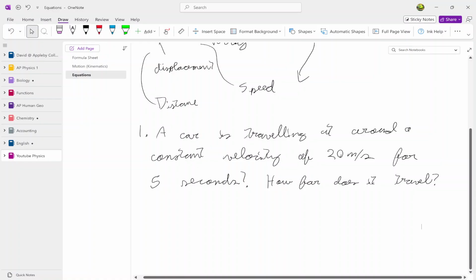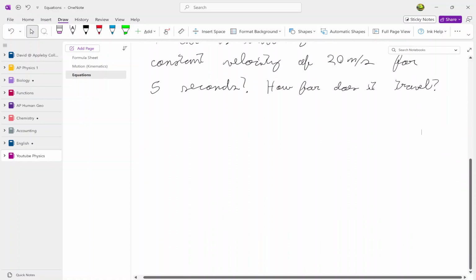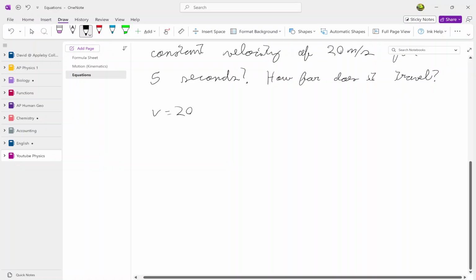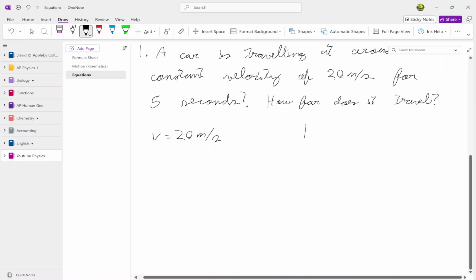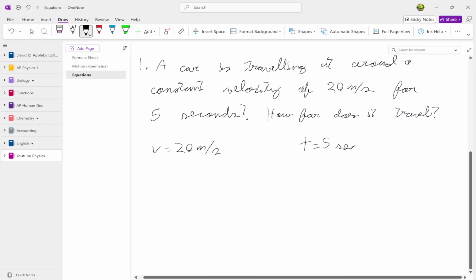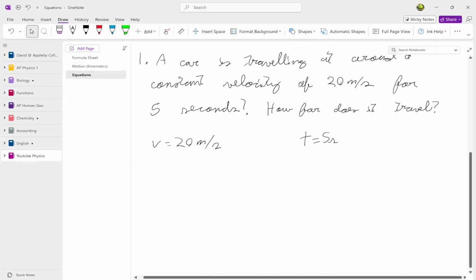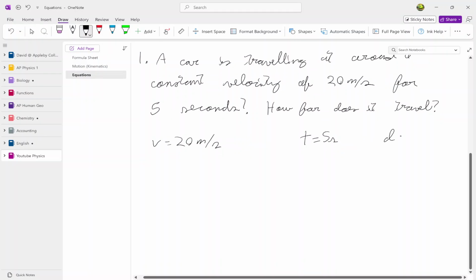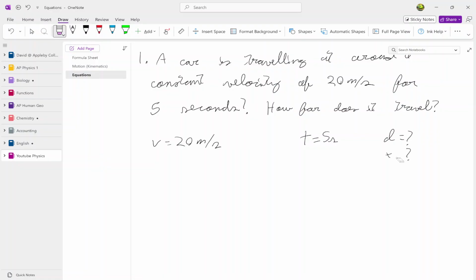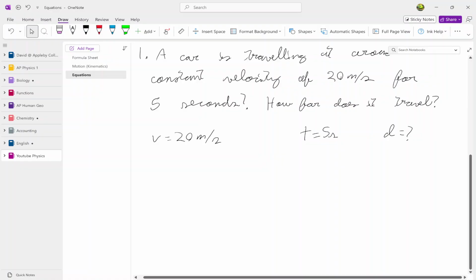Okay, so first, let's start with the numbers. We have a velocity of 20 meters per second. Remember, always units, and you can just state it like that. And then 5 seconds. Just an s is fine, but you could also do sec or seconds, up to you. But just for the sake of time, s. And then it's asking for distance. This could also be x, but for the sake of convenience and understanding, we'll use distance displacement.